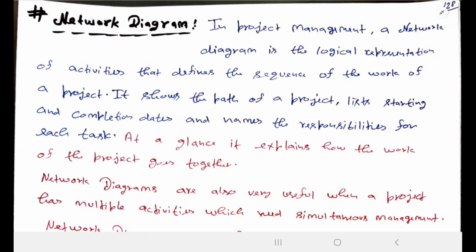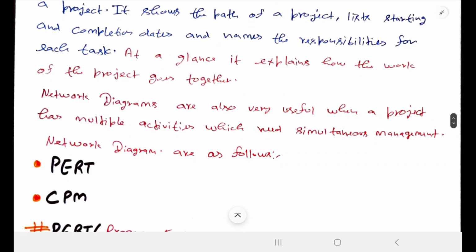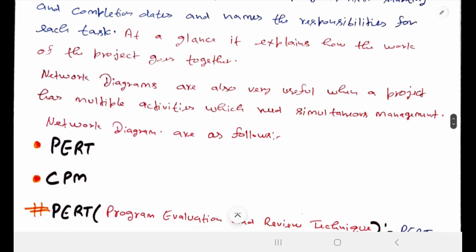It shows the path by which our tasks in a project will take place. It will show the starting dates, ending dates, and what are the tasks we have to perform. All these are covered in network diagrams, or we can say it will produce a graphical representation of our project in a diagram format.